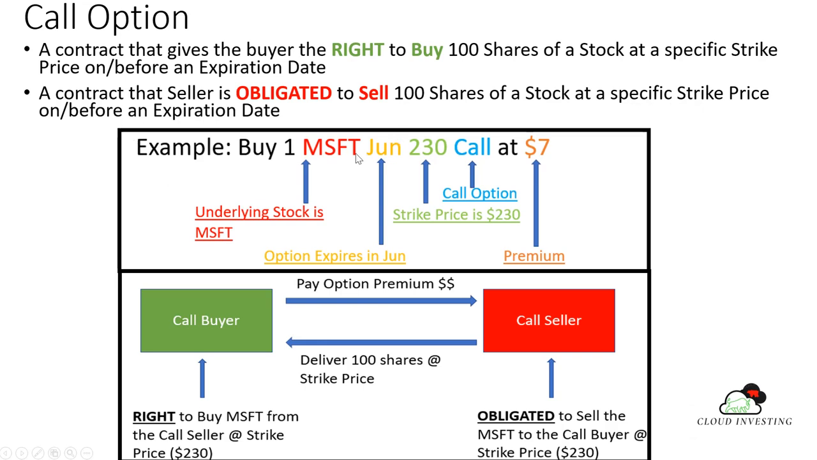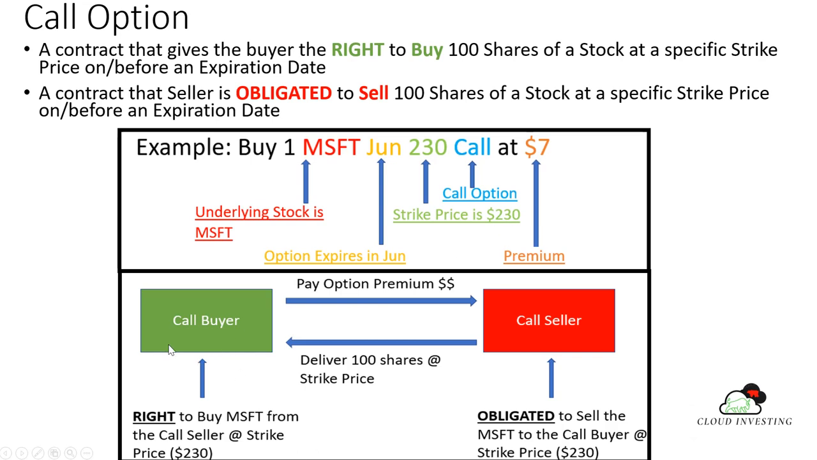So this is how options look. Let's say you buy one Microsoft contract, June 230 call at $7. Microsoft is the underlying stock. June means the option expires in June. 230 is the strike price, the agreement price. Call is the option type, and $7 is the premium that the buyer pays to the seller.